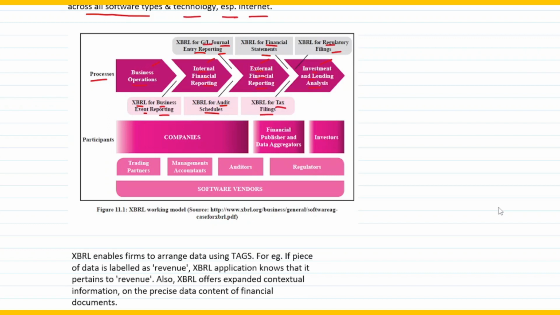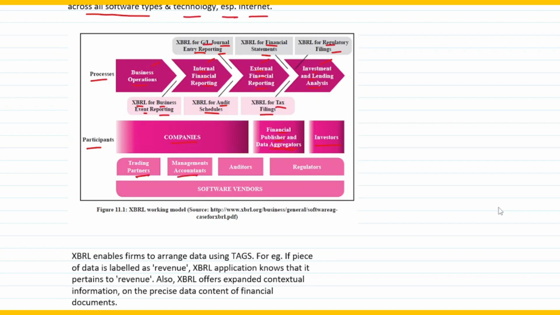Now, who are the various participants as far as XBRL is concerned? Obviously companies, because we have already read it is used for the interchange of corporate data. So companies can be using XBRL. Then financial publishers and data aggregators. Someone who publishes financial data, for example financial magazines which publish various data, can be using XBRL, or the data aggregators, right? And investors. So these are the various participants who may be using XBRL: companies, financial publishers and data aggregators, and the investors. Then you can have trading partners.